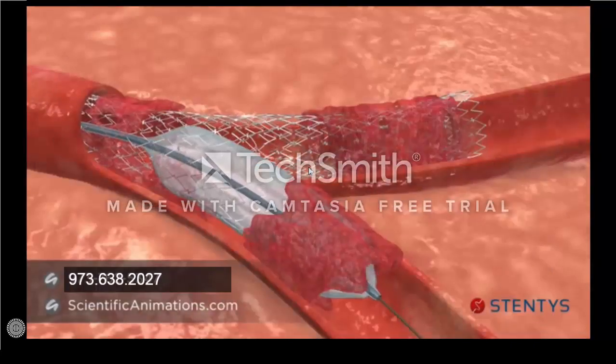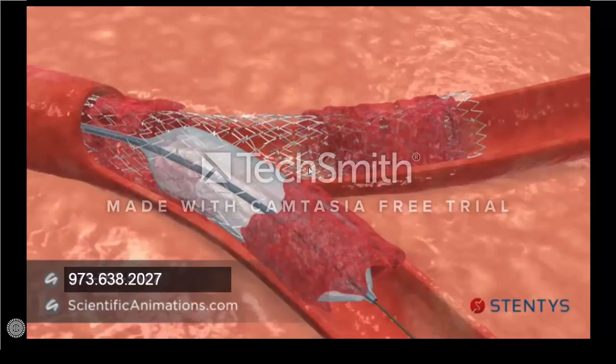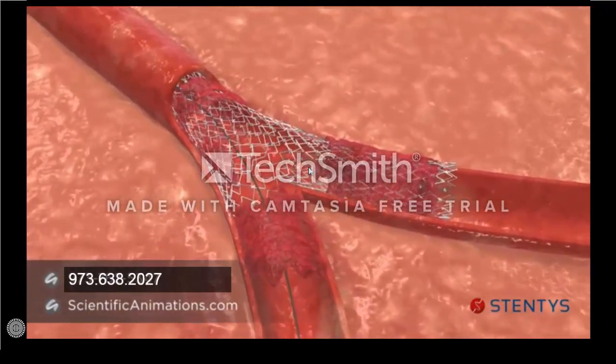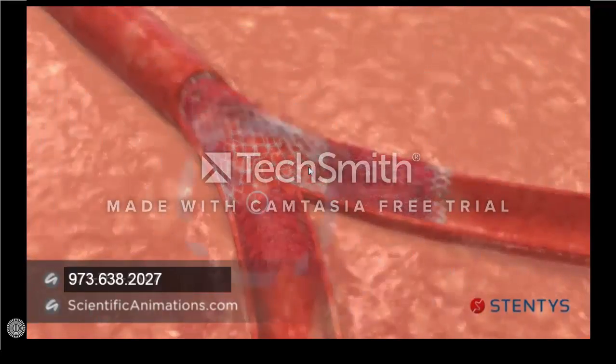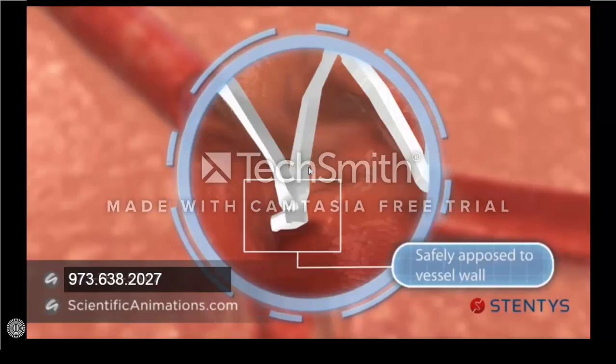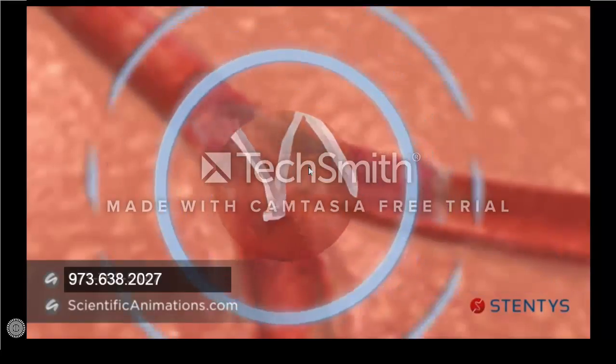This allows the free mesh to cover the side branch ostium. The wide opening provides uncompromised access to the side branch for optional further treatment. The shape memory properties of nitinol make the disconnected ends return to their initial position and safely appose to the vessel wall.